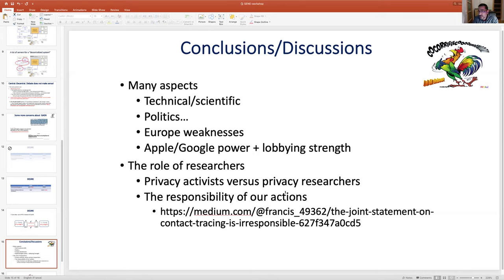There are a lot of things to be said about the role of researchers, and especially privacy researchers, in this type of project, and especially the difference between privacy activists and privacy researchers. For me, they are two different things, which was not clear in this project. Some people were just acting like activists and not like researchers. And finally, we should think about the responsibility of our actions. I will just urge you to read a nice blog from Paul Francis that discusses the impact of our work and our decisions.